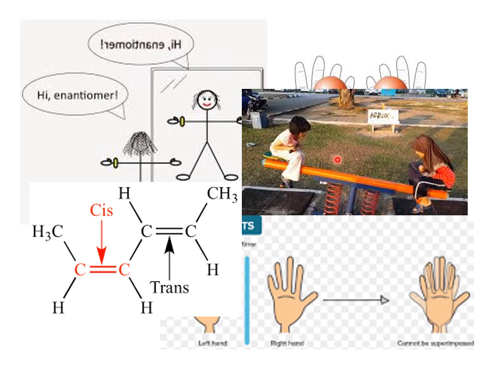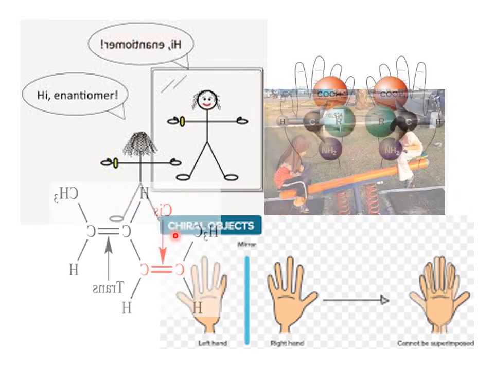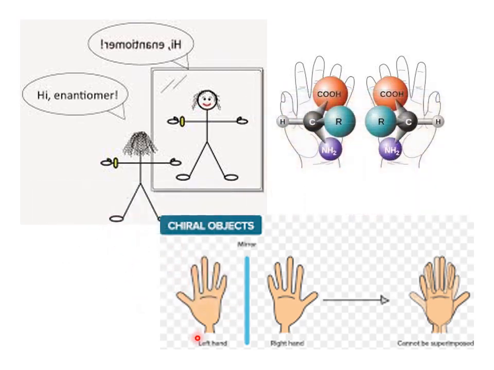Two girls are playing seesaw. Is it like the chemistry structure, cis structure, trans structure? Then this is our left hand and then right hand. There is a mirror, so it's like a mirror image, but it cannot be superimposable.